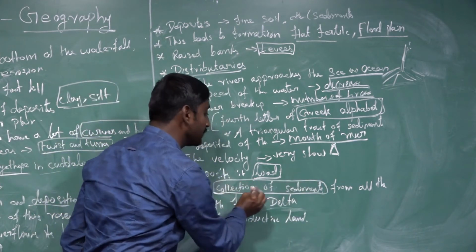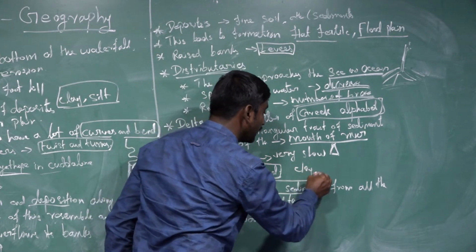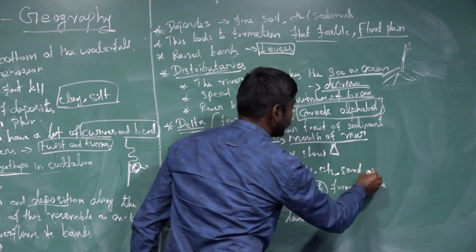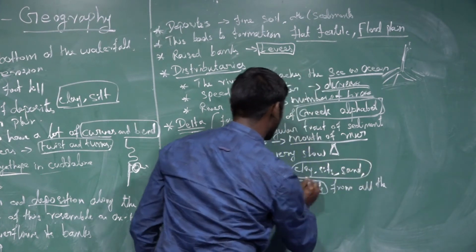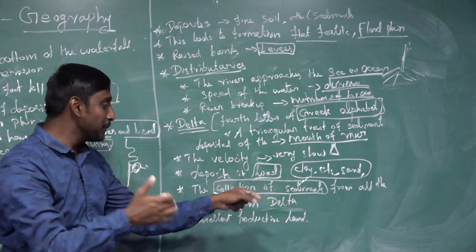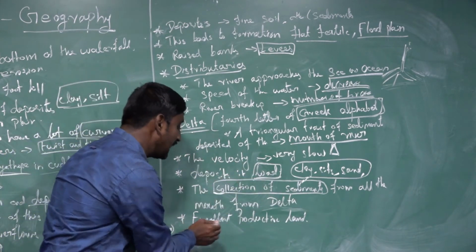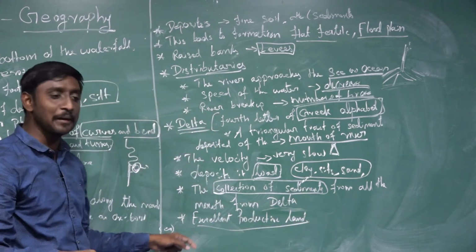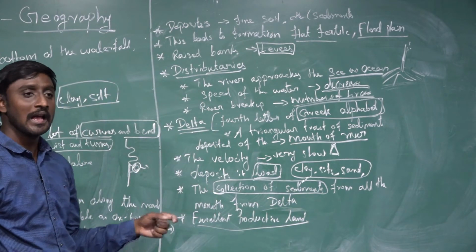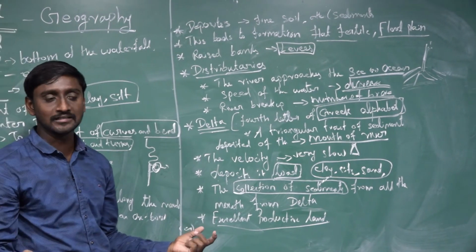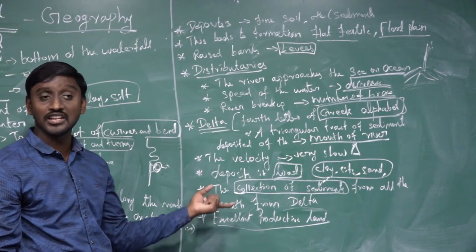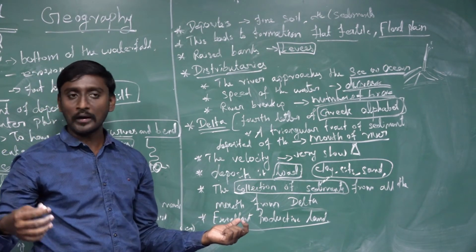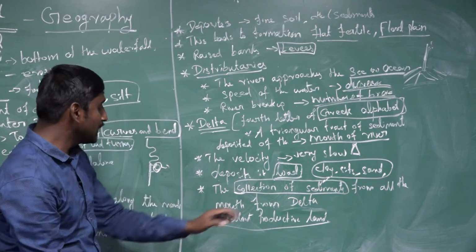The sediment means clay, silt and sand. These sediments are deposited in the delta. The delta is an excellent productive land. Some examples: the Kaveri Delta, the Ganges Delta and the Mississippi Delta. The Kaveri Delta is in Thanjavur, the Ganges Delta is in Uttar Pradesh, and the Mississippi Delta is located in the United States.